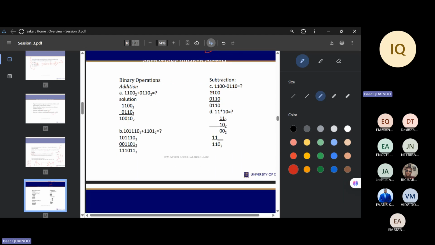Okay, so at this point, we can look at addition and subtraction of number bases.